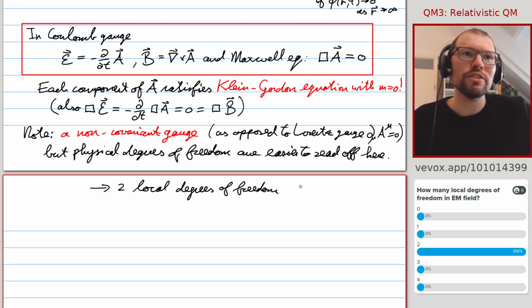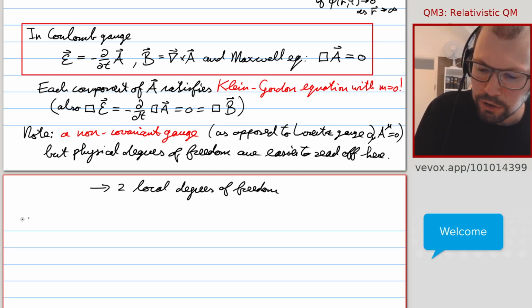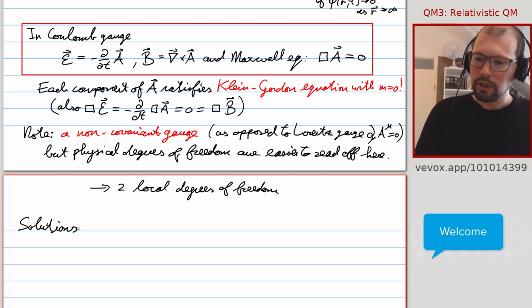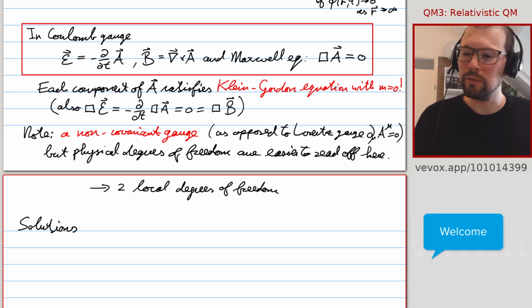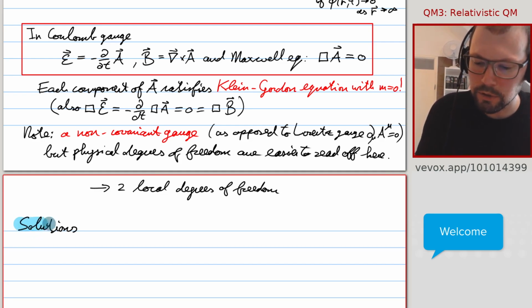So let's more explicitly look at what the solutions of this equation are and where these 2 local degrees of freedom appear. So then we have to be precise about the polarizations that one can have. Okay, so solutions. But this should not be too difficult, because it's simply a Klein-Gordon equation, except that now we do not have a scalar field here, but a vector field. So we have multiple components.